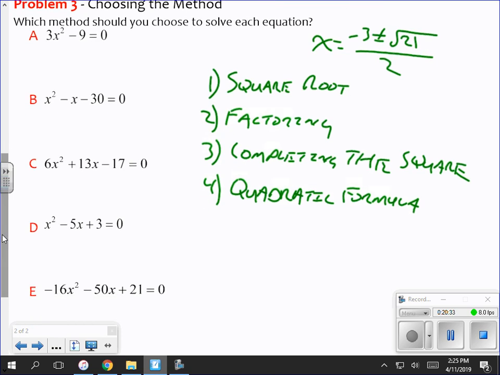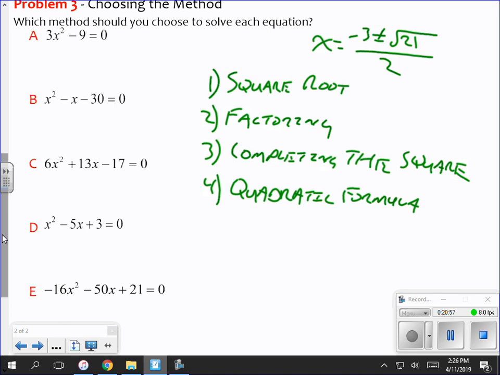So, any one of those methods could be used to solve a quadratic depending upon the quadratic. There's only one way that's guaranteed to work every time: the quadratic formula. Factoring is my favorite method. It is the least work required.